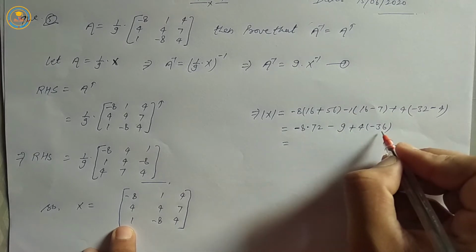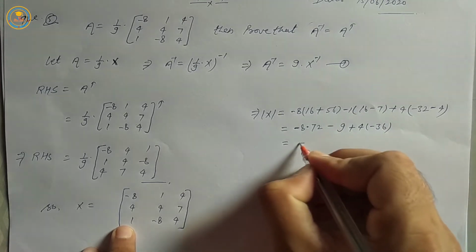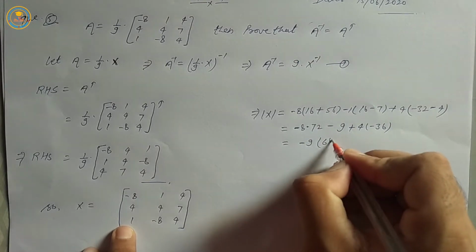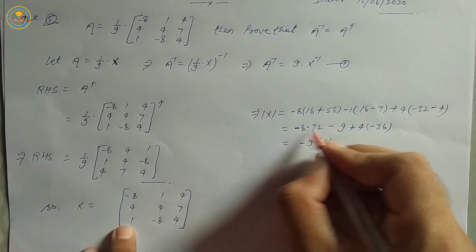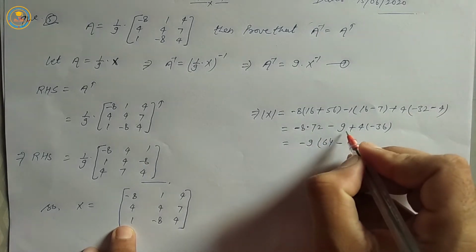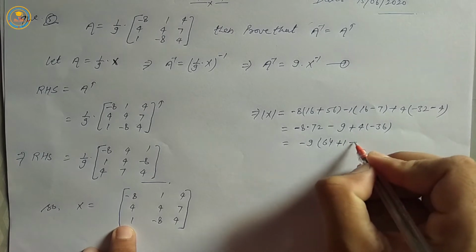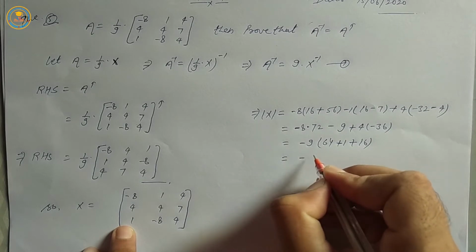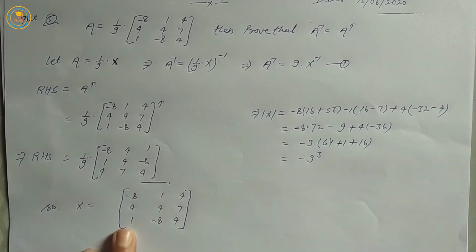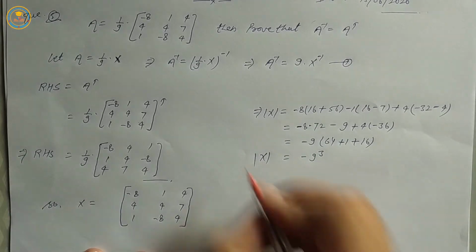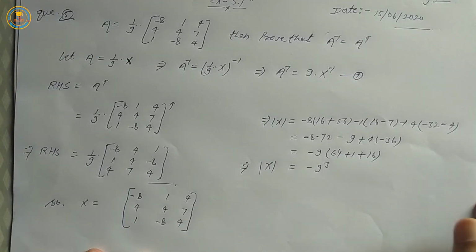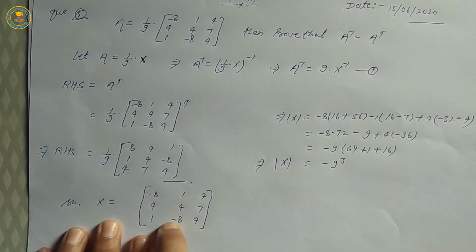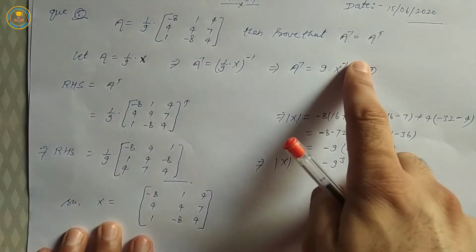It is equal to minus 576 minus 9 minus 144, which means minus 9 common. Into 64 plus 1 plus 16 is equal to minus 9 cube. Okay, determinant of X. Matrix X is given. Find the value of X inverse.